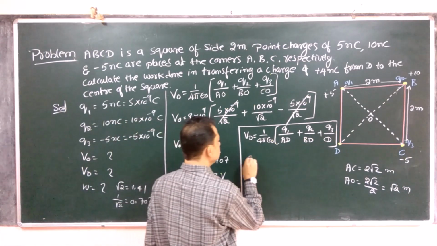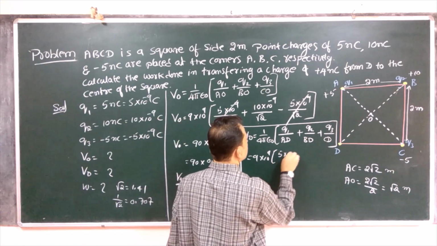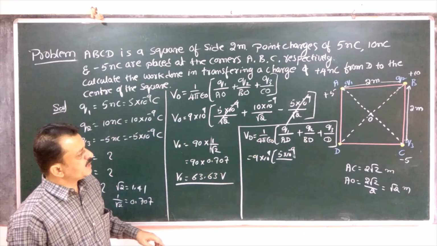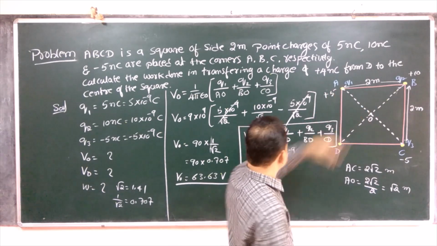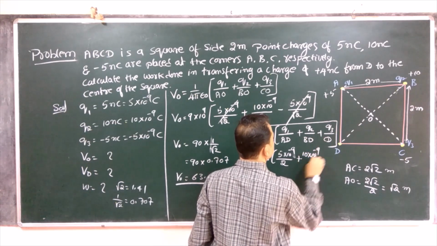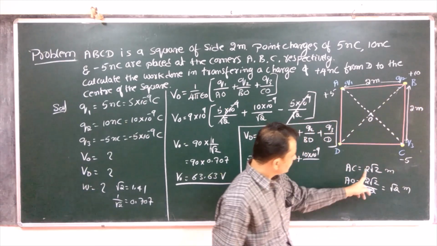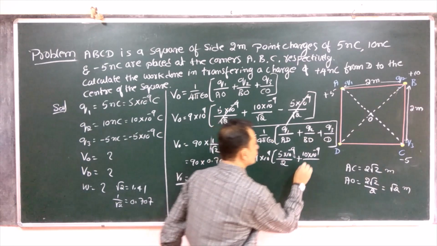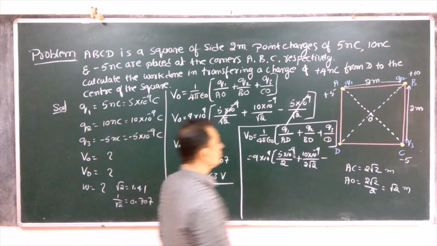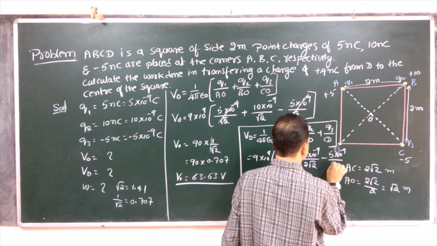Substitute the values. 9 into 10 to the power of 9. Q1 is given, it is 5 into 10 to the power of minus 6, that is minus 9, so 5 into 10 to the power of minus 9 divided by AD. What is the value of AD? That is the side, 2. Plus the second charge 10 into 10 to the power of minus 9. And once again, the distance here is BD, the length of the diagonal that we have already calculated. It is 2 root 2. The third charge is negative, that's why we are writing the minus sign: minus 5 into 10 to the power of minus 9 divided by 2.